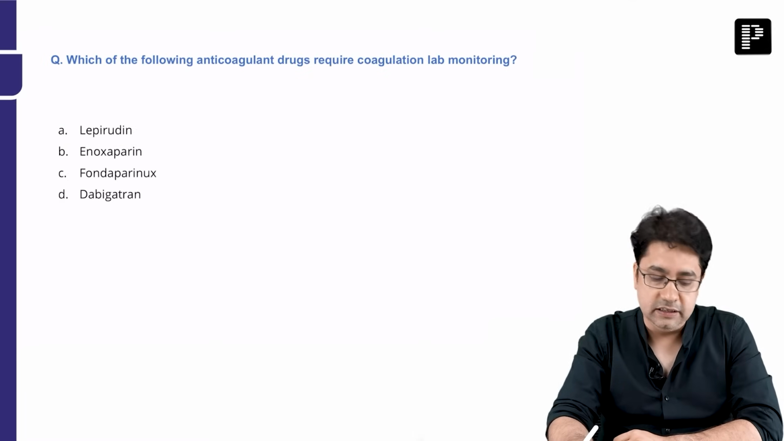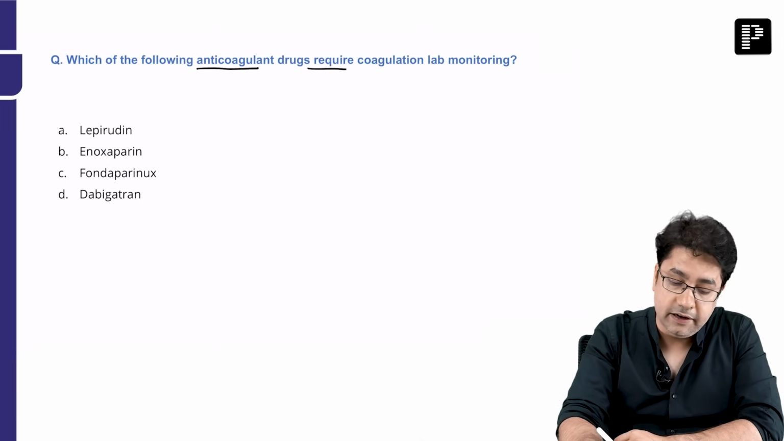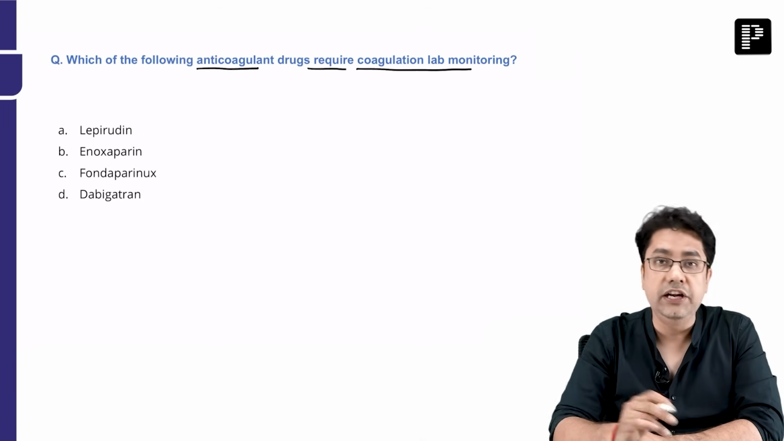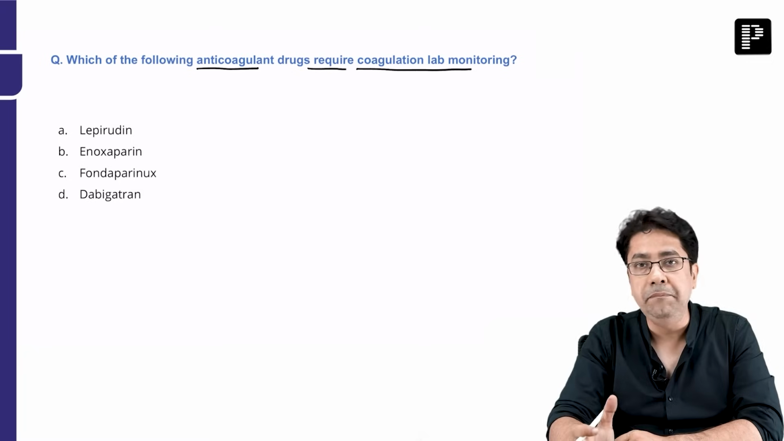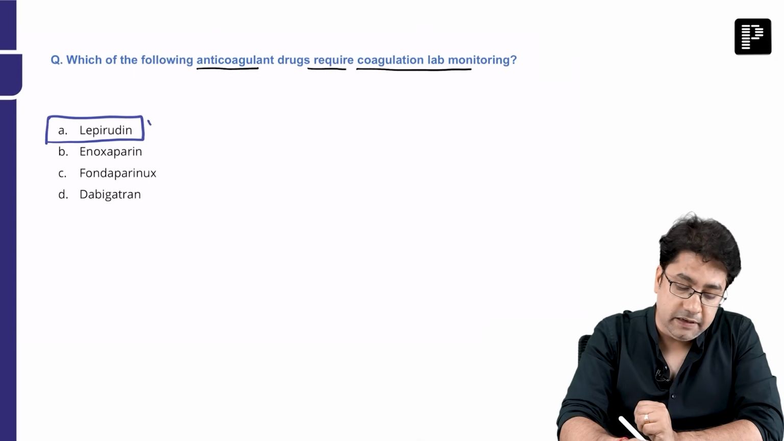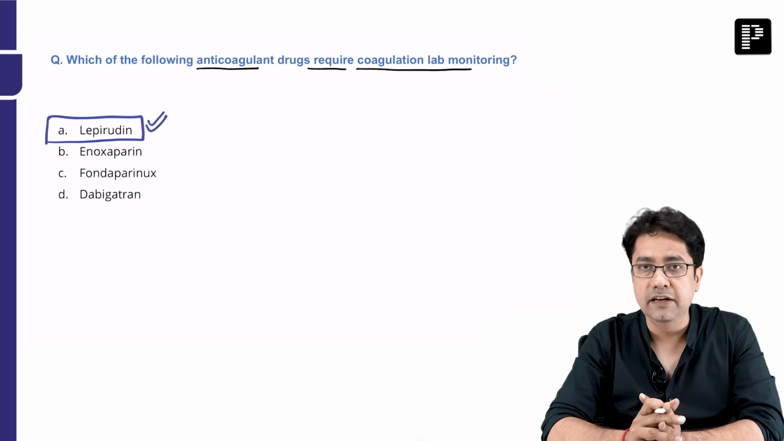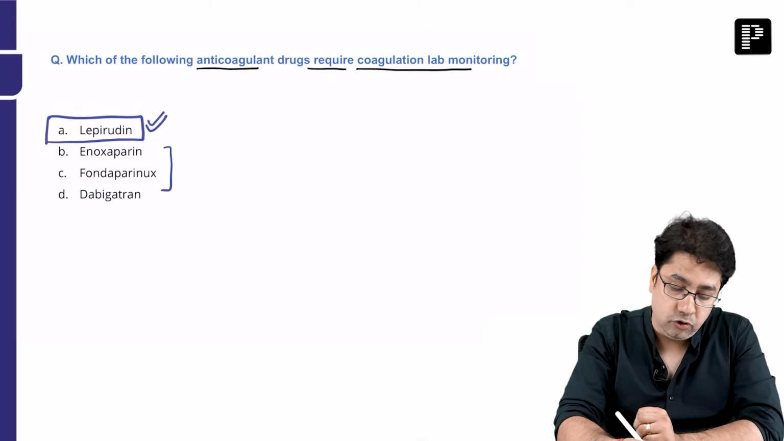Now the next question is, which of the following anticoagulant drugs require coagulation monitoring like PT or APTT monitoring? The answer for this question is lepirudin. So let me explain to you about all other drugs, enoxaparin, fondaparinux and dabigatran, they do not require any monitoring.